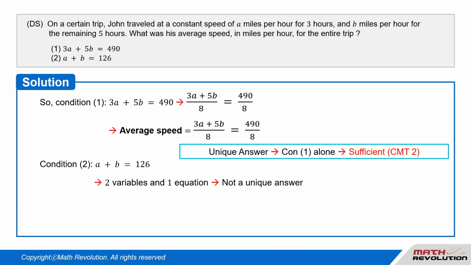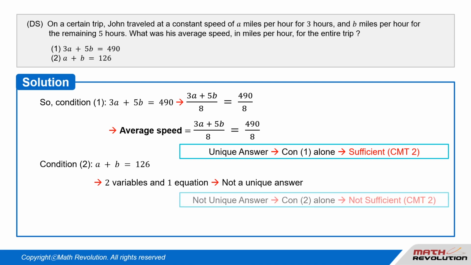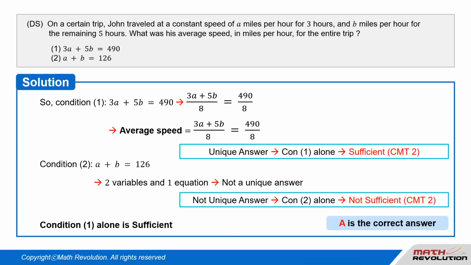We still have 2 variables in one equation, which will not give us a unique answer. So the condition is not sufficient by CMT2, which means that the number of answers must be more than 1. Condition 1 alone is sufficient. Thus, A is the correct answer. Answer: A.